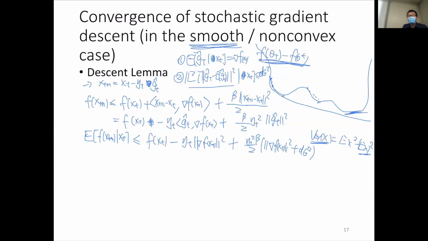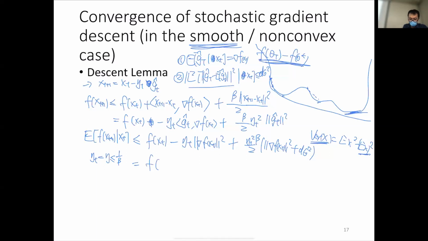Now let's make one assumption on the learning rate. Let's assume eta_t is equal to some constant eta. That's the first assumption. And the second assumption is that this is smaller than or equal to 1 over beta. If this is smaller than 1 over beta, then we can replace one of the eta_t squared factors on the right hand side with 1 over beta.